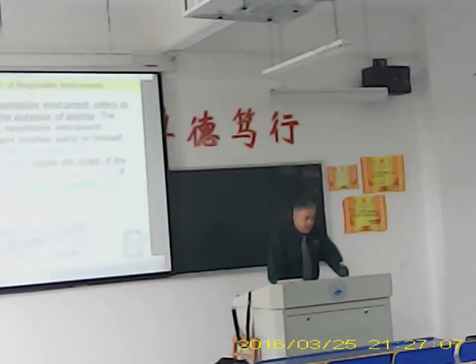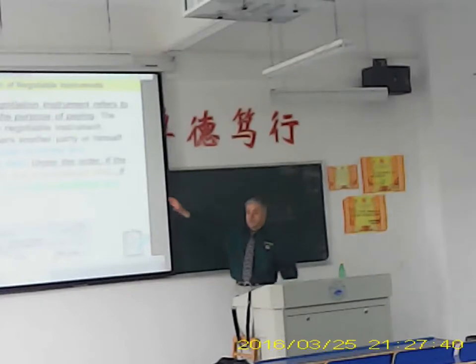In the narrow sense, negotiable instruments refer to the securities with the purpose of payment. The drawer signs on the negotiable instrument and conditionally orders another party or himself to pay a certain amount of money at a determinable future date. Under the order, if the drawer himself pays, it is a promissory note. If another party pays, it is a bill of exchange or a check. Now, for example, we are understanding this.